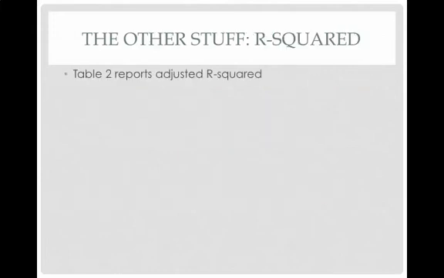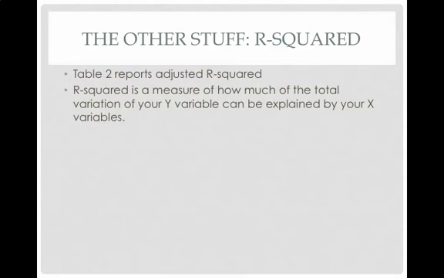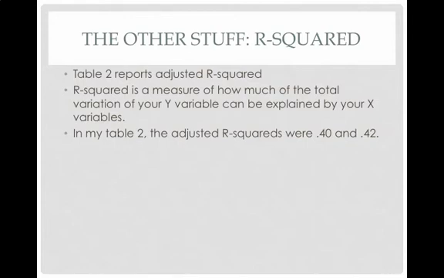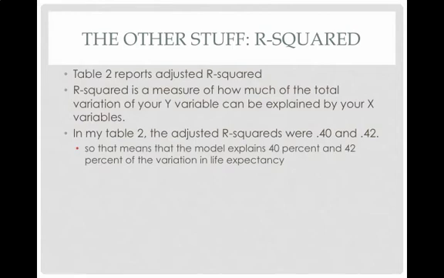All right, what about the r-squared? R-squared is a measure of how much of the total variation of your y variable can be explained by your x variables. In my table 2, the adjusted r-squareds were 0.40 and 0.42. So that means that the model explains 40% and 42% of the variation in life expectancy. So if I know your GDP per capita and I know how much effort you're spending on health, so what proportion of GDP is being used for health, I'll be able to explain 40% of the variation.